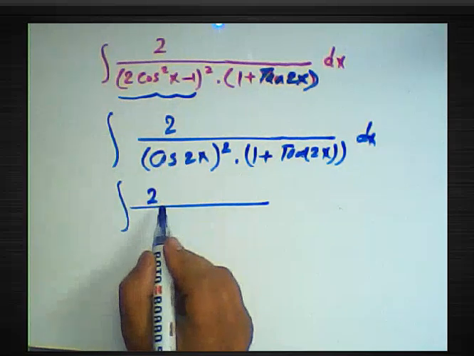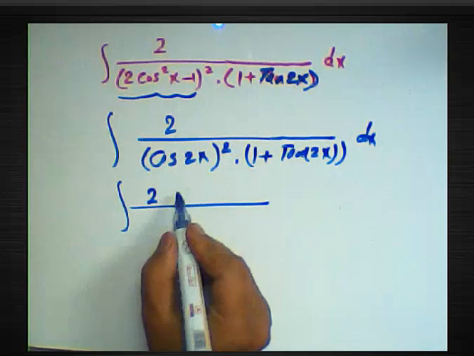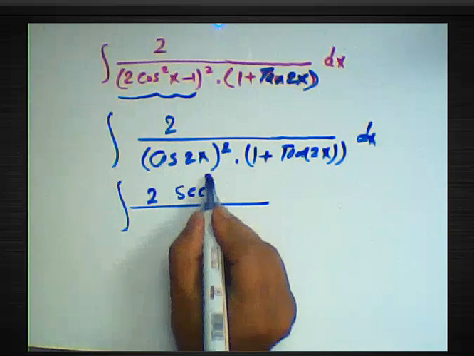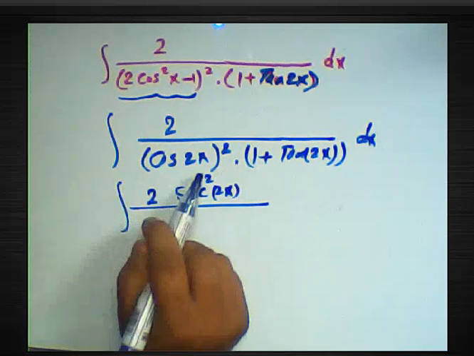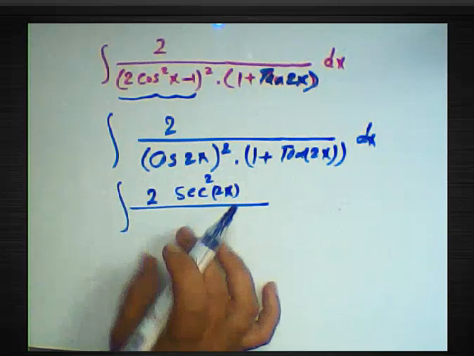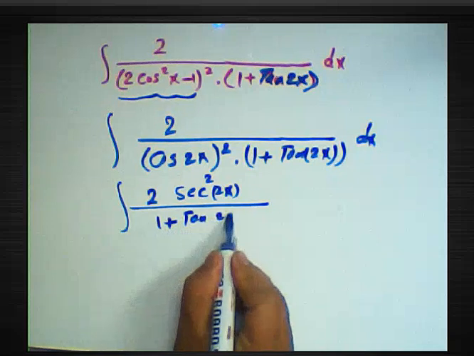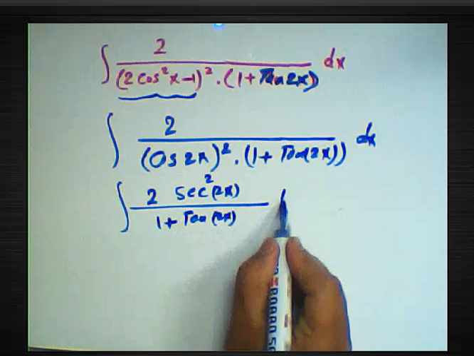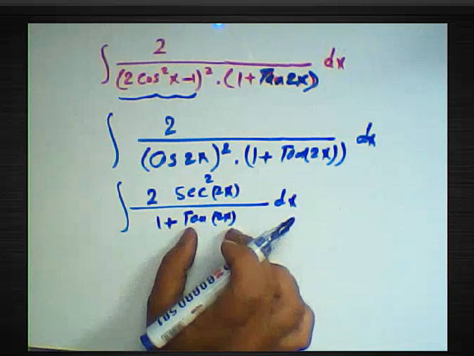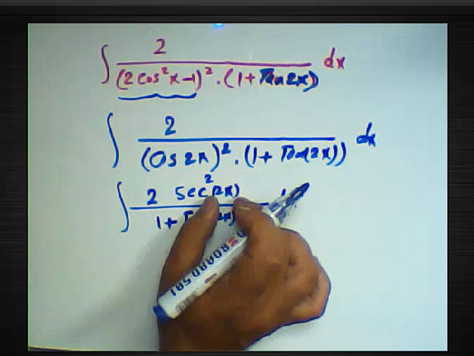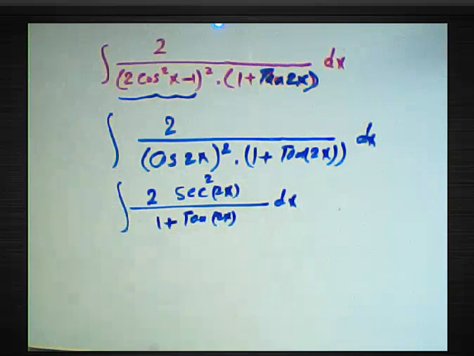And then we can write this function up here, right? 2 is a constant here, and cosine is the inverse of sec, so we can write sec squared 2x, because the inverse of cosine is sec. And write 1 plus tan 2x in the numerator. Look at here. The derivative of tan 2x is sec squared of the angle, and the derivative of the angle behind it. So the numerator is the derivative of the denominator.